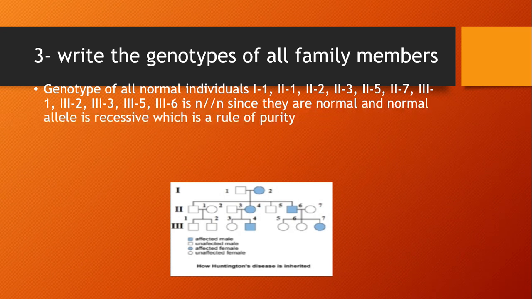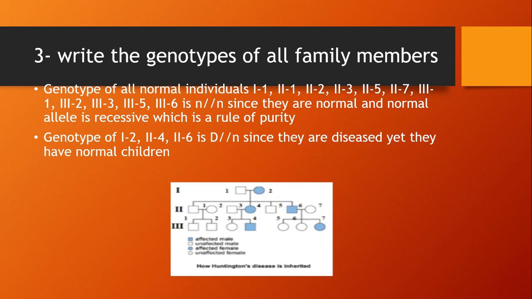These individuals are listed as you can see: 1 1, 2 1, 2 2, 2 3, 2 5, 2 7, 3 1, 3 2, 3 3, 3 5 and 3 6. If we are asked to justify the choice of these genotypes, we are supposed to say that they all appear to be phenotypically normal from the pedigree, and we have already proven that the normal allele is the recessive one, so for them to express the normal allele, which is recessive, their genotype is definitely supposed to be pure.